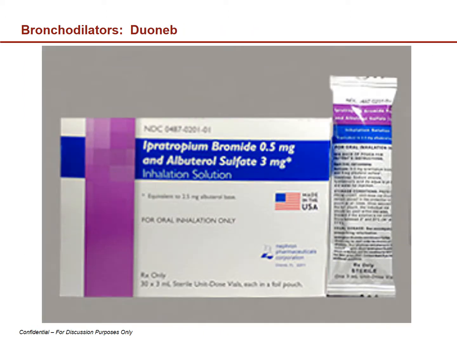The combination of albuterol and Atrovent has been shown to have greater effect than the administration of either product given alone. Duoneb is frequently administered at SHC to treat acute bronchospasm, especially in patients with COPD or asthma.